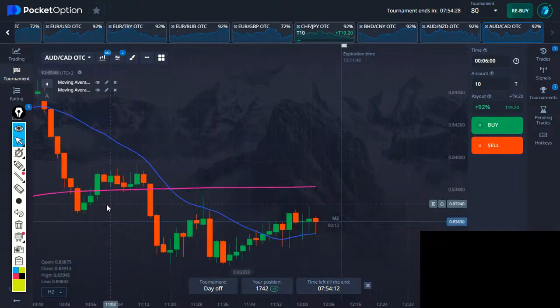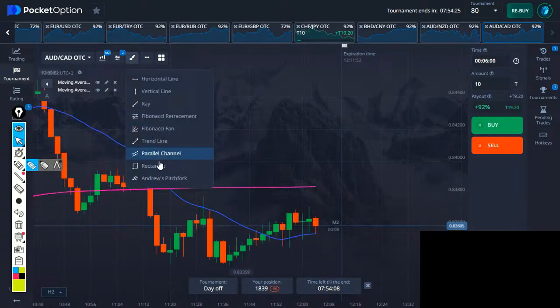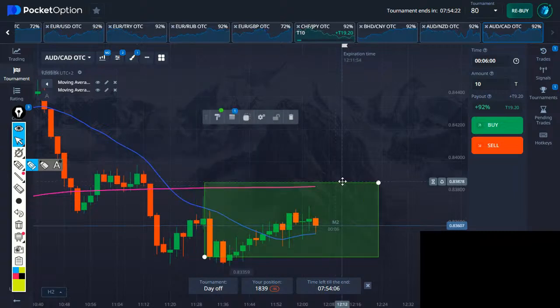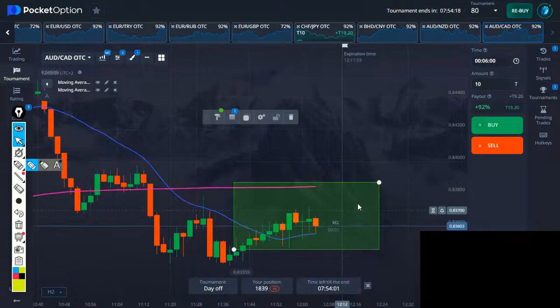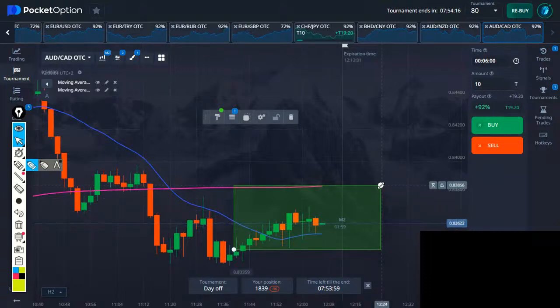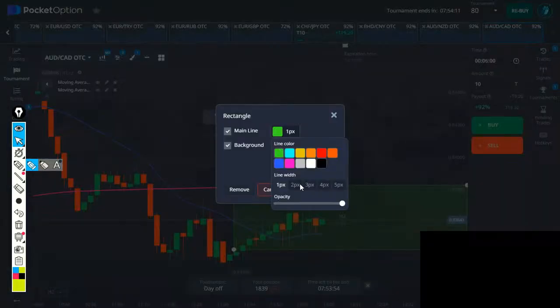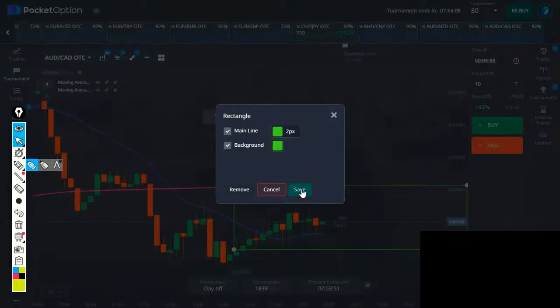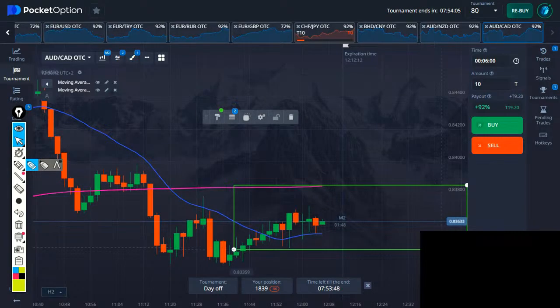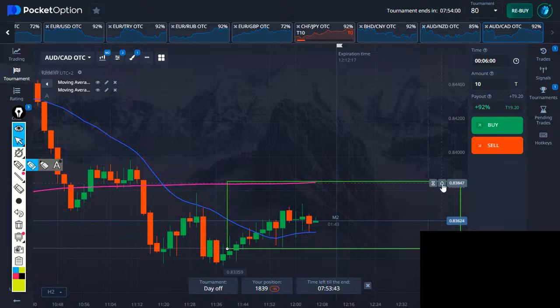Strong sellers. However, we might have a reversal to the upside. Let's mark our zone. 10 to 15 candles, and your 20. That's beautiful. All right. If I see anything closing below this level, I'll take a sell. And here we'll see what we do.